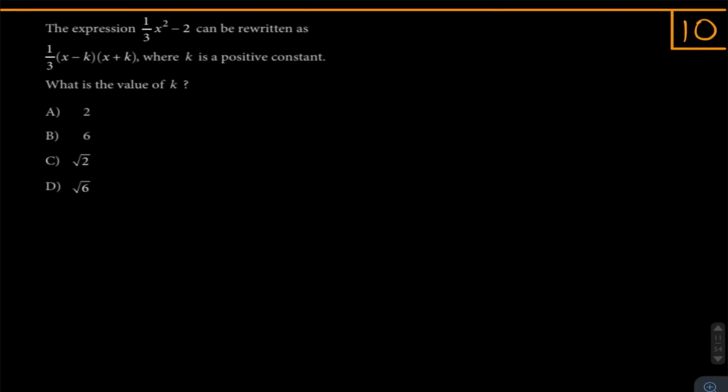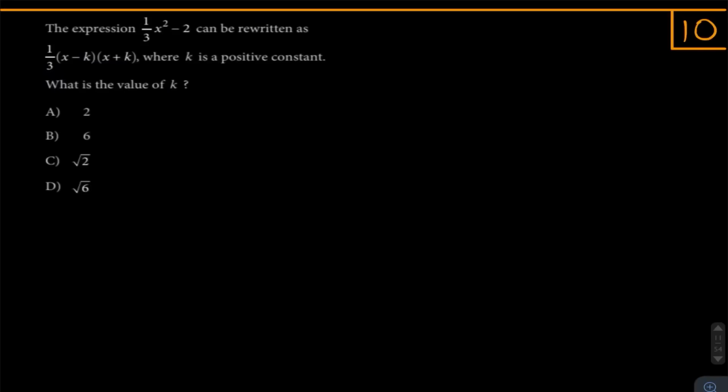Problem 10. So this one can definitely trip a lot of people up. You end up looking through this. You see the expression 1/3 x squared minus 2 can be rewritten as this thing, where k is a positive constant. What's the value of k? So you're looking for this guy.